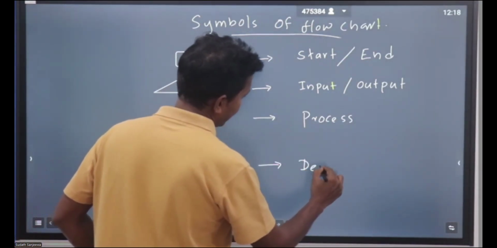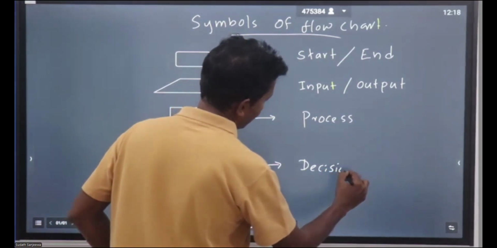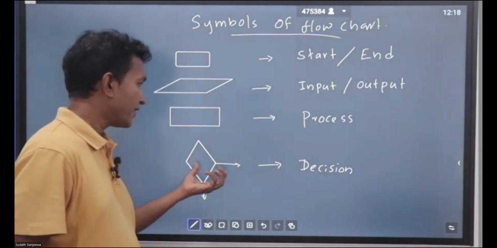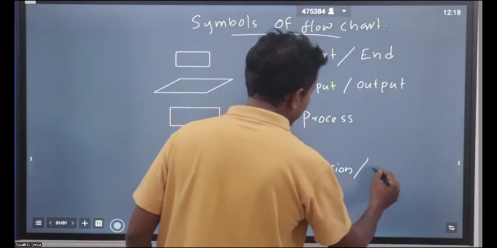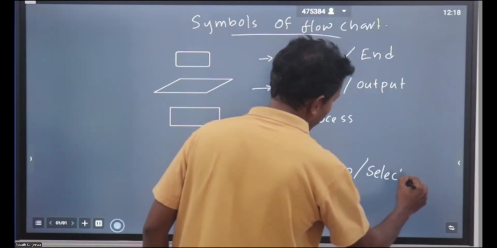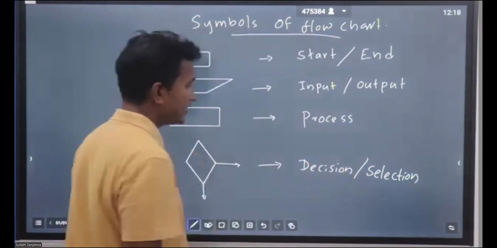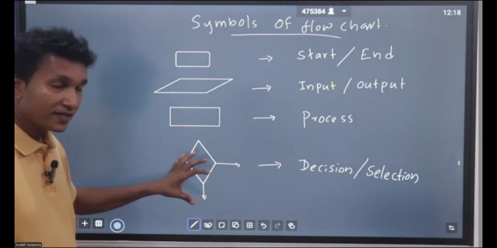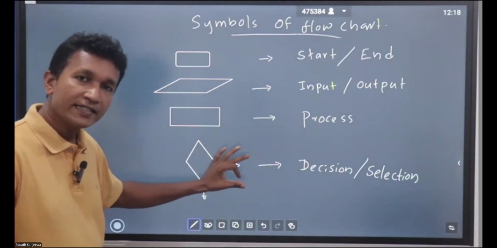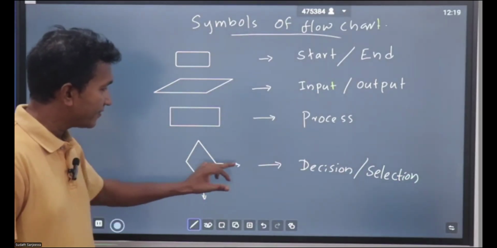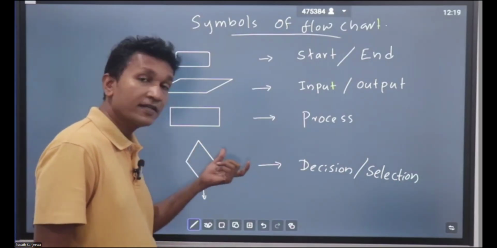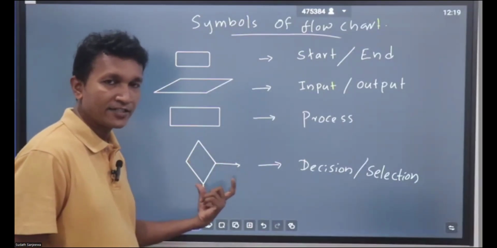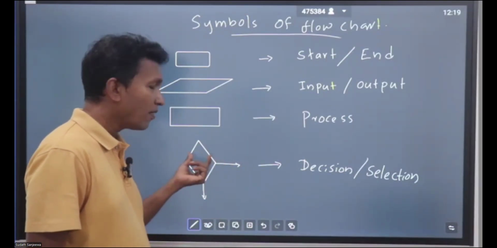This is a decision. When there is a decision, right? Or we can say it as a selection as well. Decision point or selection point. So from this kind of symbol, from that point, we have to select one direction out of these two directions.